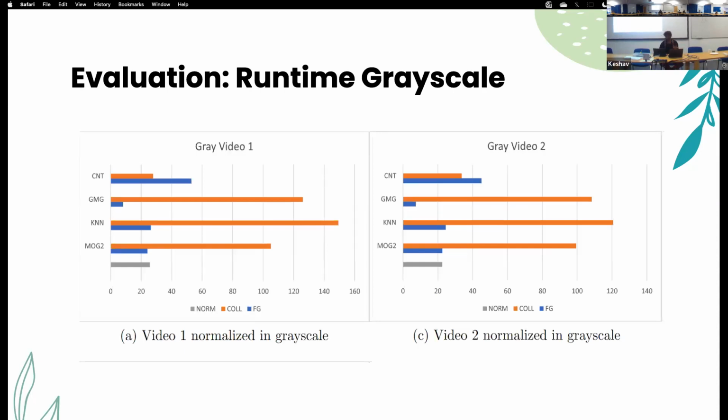Next, we perform a runtime analysis again on those two videos in grayscale. Here we look at the number of iterations per second taken by three specific processes. The first is a normalization step, the normalization of the video as a whole, which is independent of what background subtractor is used, and that is in gray. The remaining steps that we look at are the application of the heuristic in orange, and the foreground masking step, which is in blue for each respective background subtracting method.